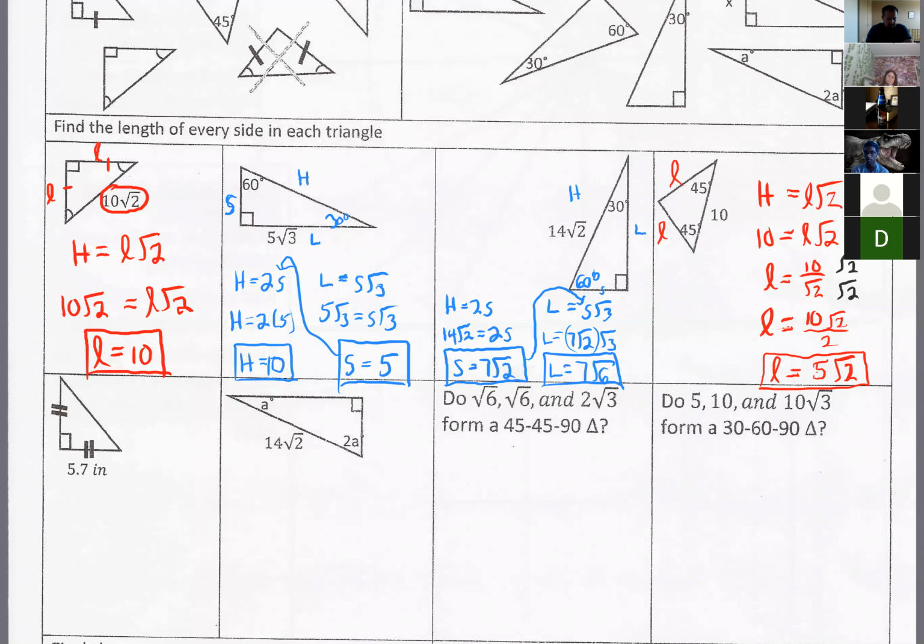Okay. This next one I'm going to do quick. This one should be easy. This is a 45, 45, 90 when it's an isosceles right triangle. So H equals L radical 2. You just plug 5.7 in for L and you're done. So 5.7 radical 2, and this is in inches.